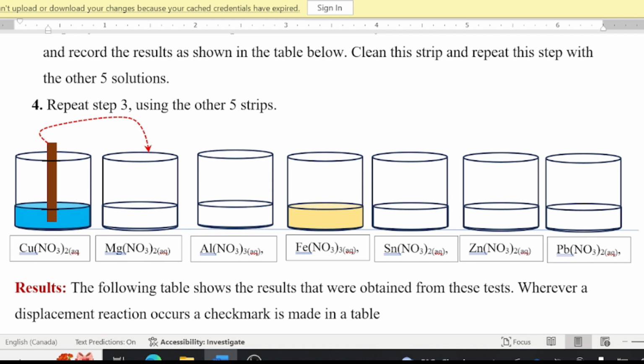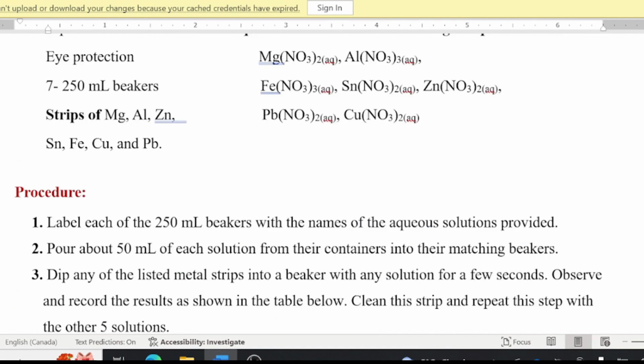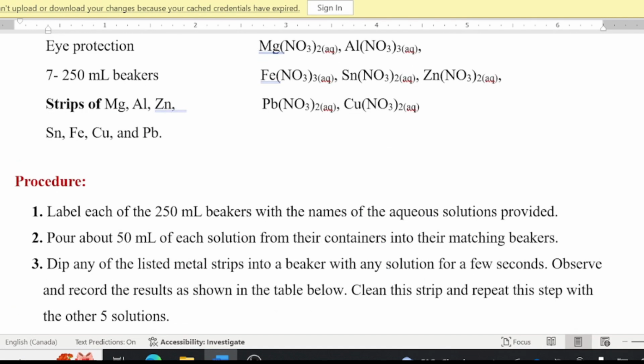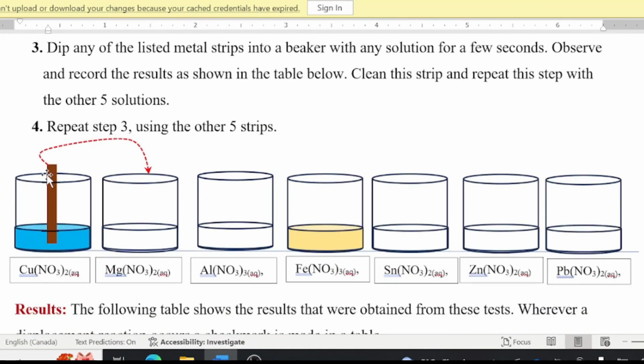That's good. We have these 7 strips. You take each one of them separately. In this case, we start with copper, and you dip it into each of these.